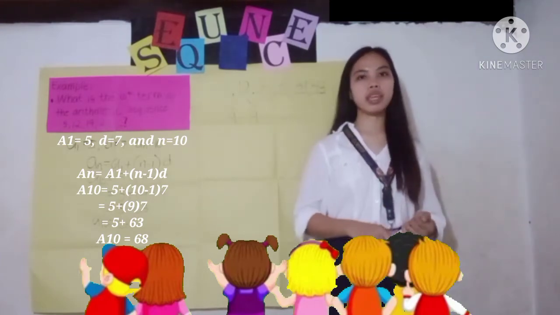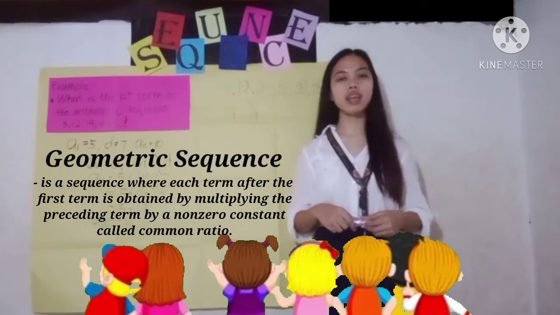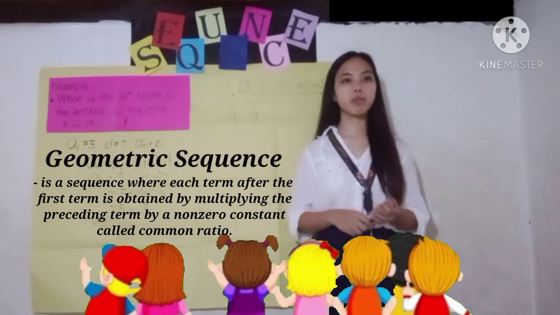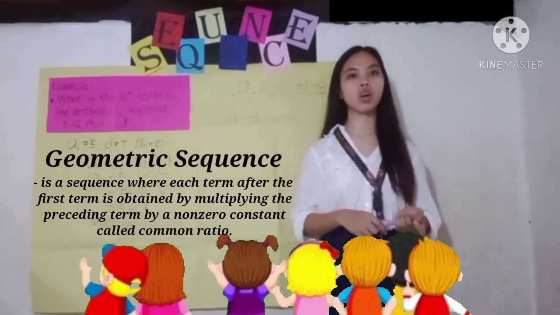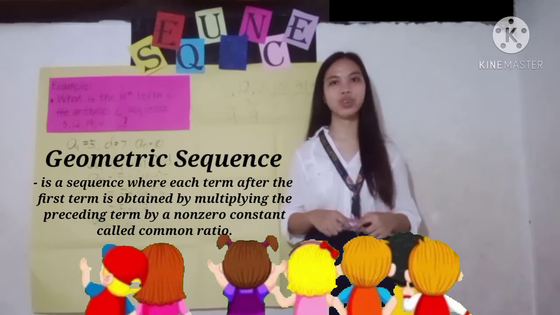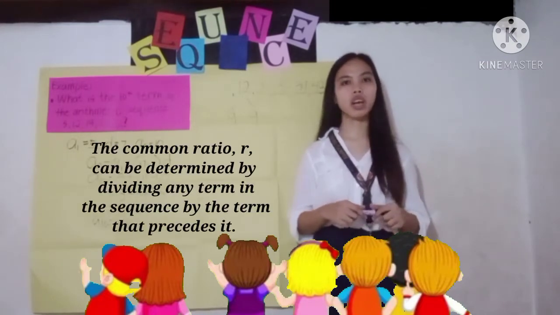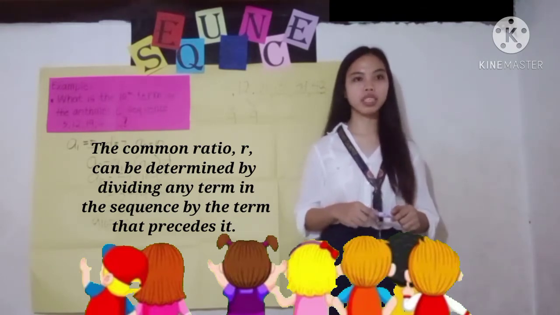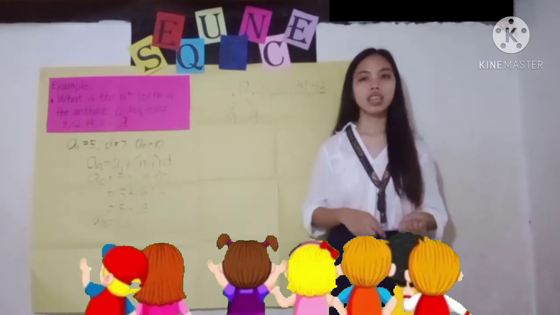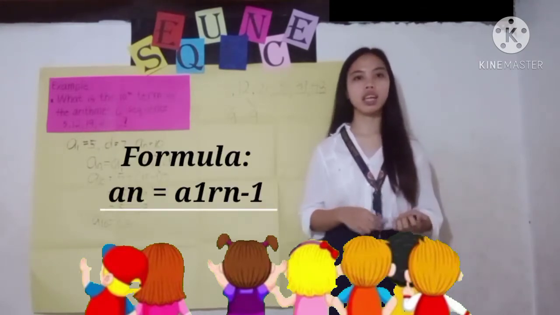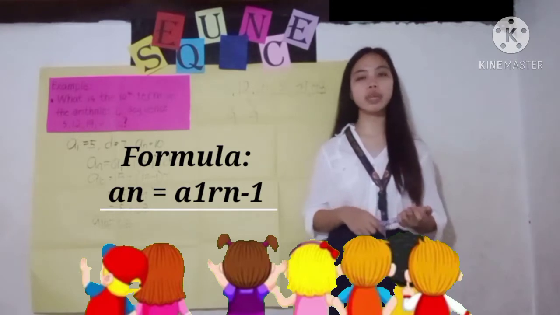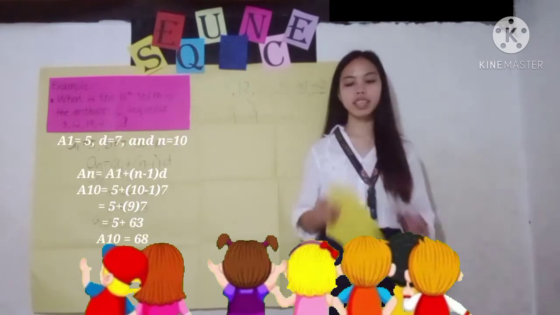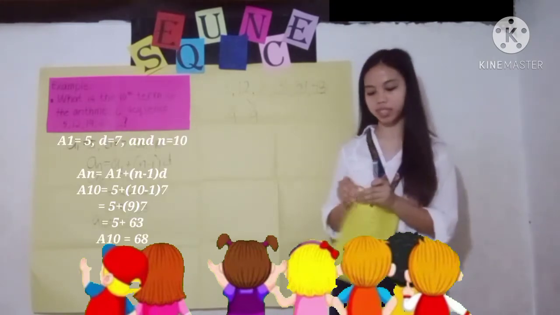And now what is a geometric sequence? A geometric sequence is a sequence where each term after the first term is obtained by multiplying the preceding term by a non-zero constant called the common ratio. The common ratio, or r, can be determined by dividing any term in the sequence by the term that precedes it. The formula of a geometric sequence is a sub n equals a sub 1 times r raised to n minus 1. And here is an example for geometric sequence.